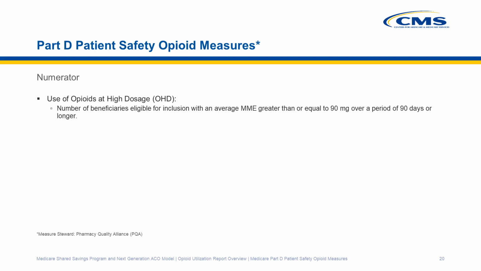The MME is calculated similarly to OMS. However, unlike OMS, methadone has a single conversion factor of 3. The MME includes a similar drug list to OMS, but also excludes medications containing buprenorphine.